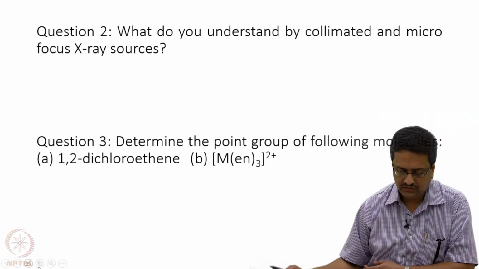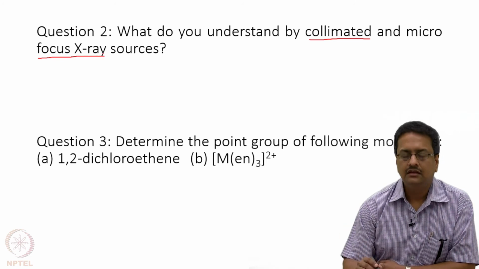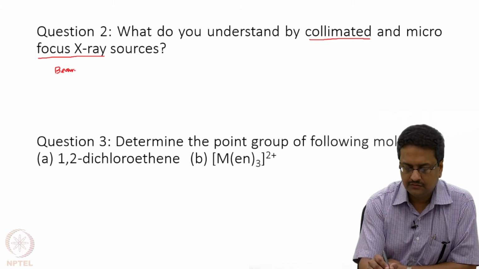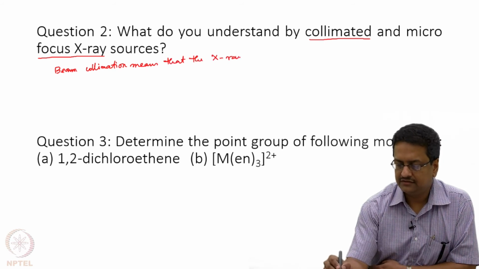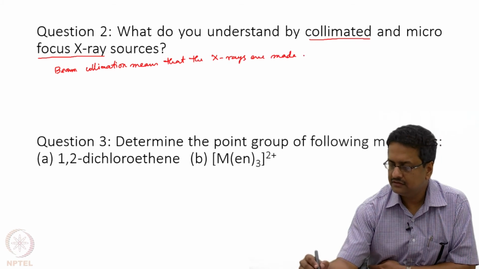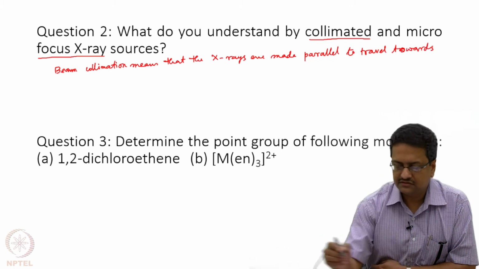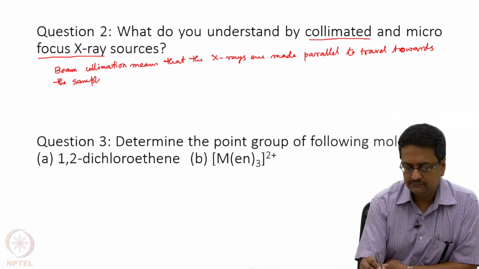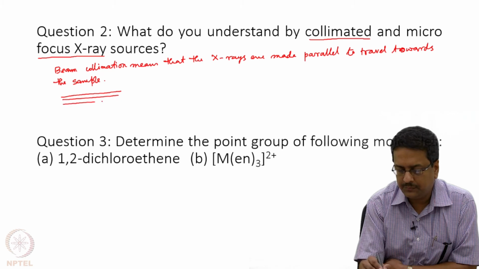Now, the next question is, what do we understand by the collimated beam and microfocus X-ray sources? A beam collimation means that the X-rays are made parallel to travel towards the sample, which means the X-rays generated from the source are made to travel parallel like this towards the sample, which is placed somewhere here.